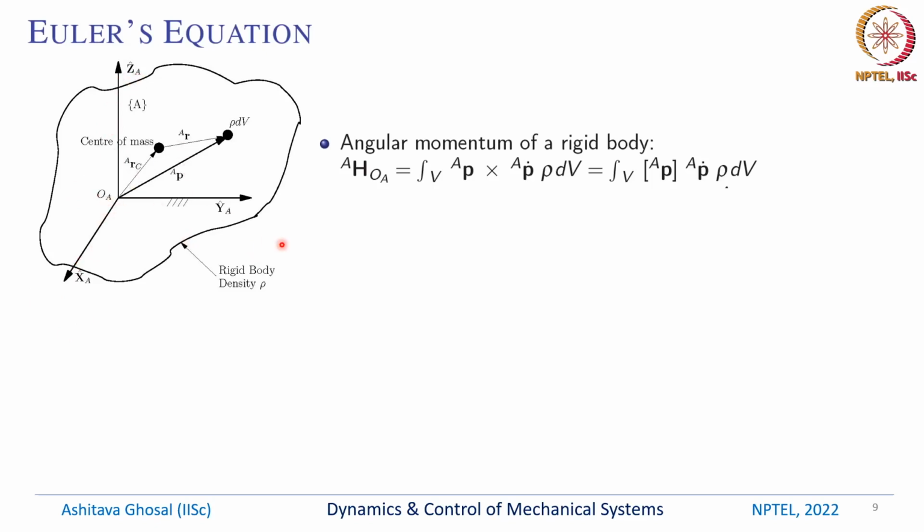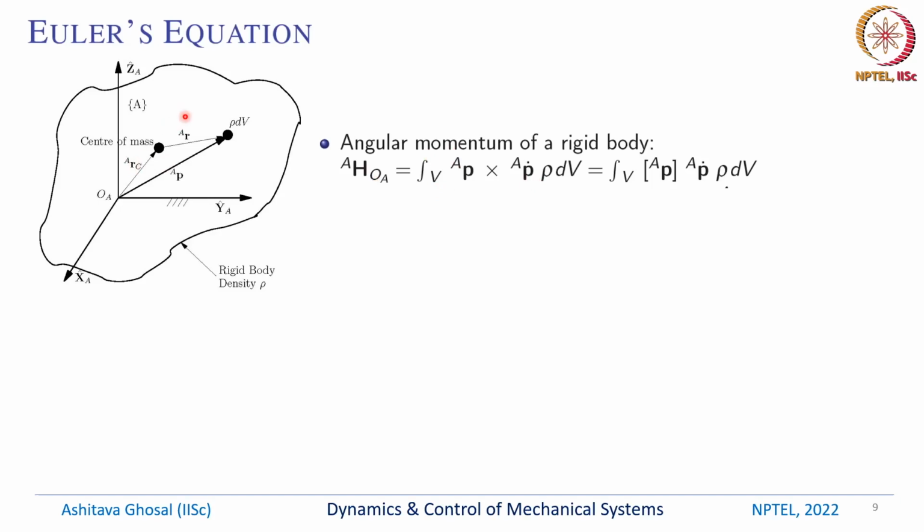So the angular momentum of this rigid body is defined as AP cross AP dot rho dV. So what is AP dot? That is the velocity of this volume element. Then we take the cross product with this velocity vector. So it is like R cross MV. Okay, so this is like M, this is like V, so this is R cross MV.